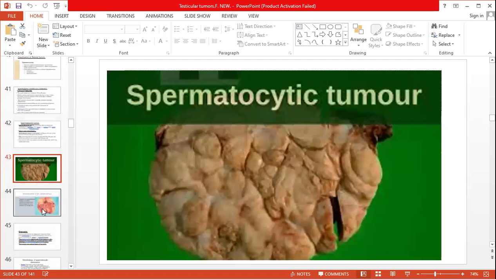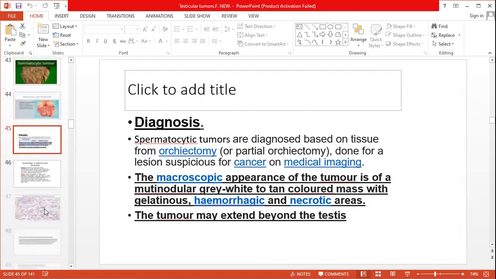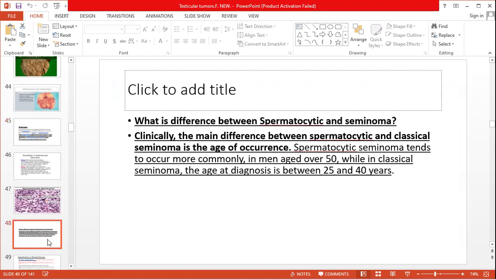It looks like it is hemorrhagic, and cystic changes can be seen here. Diagnosis: spermatocytic tumors are diagnosed based on tissue from orchiectomy and suspicion of cancer on medical imaging. The macroscopic appearance of the tumor is a multinodular gray-white to tan-colored mass with gelatinous, hemorrhagic and necrotic areas. The tumor may extend beyond the testis.